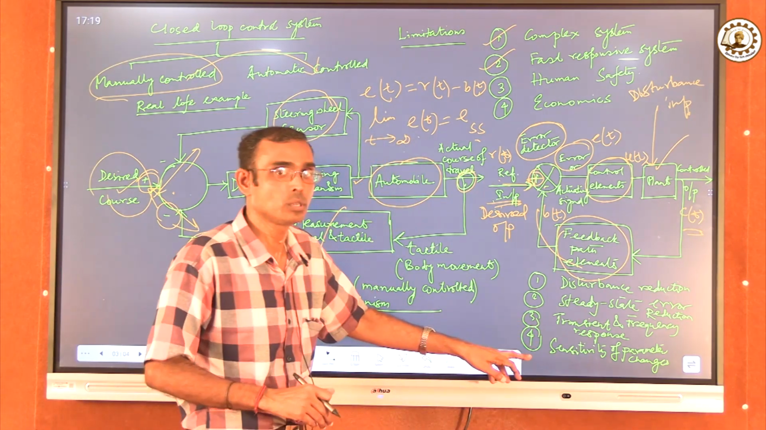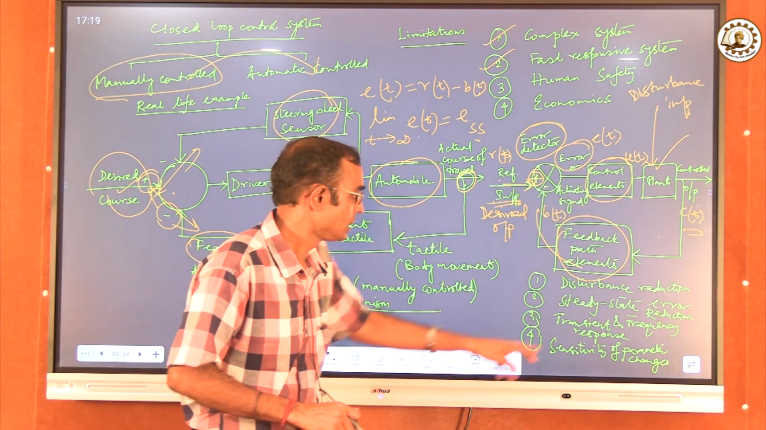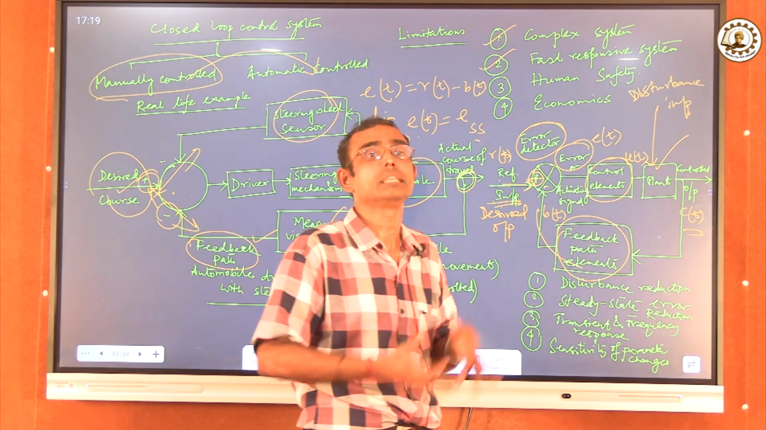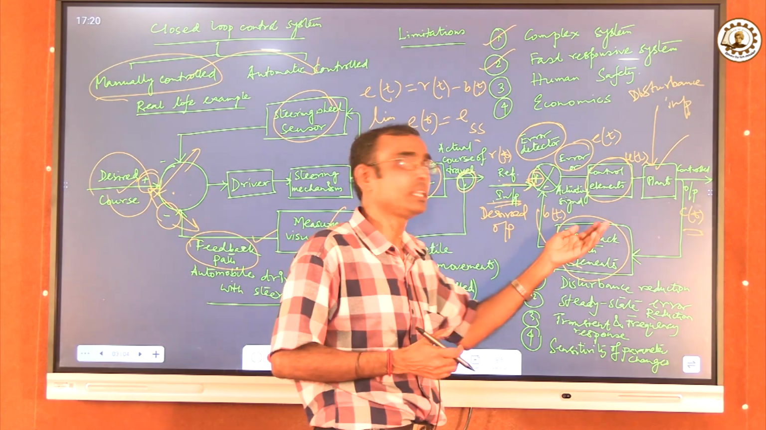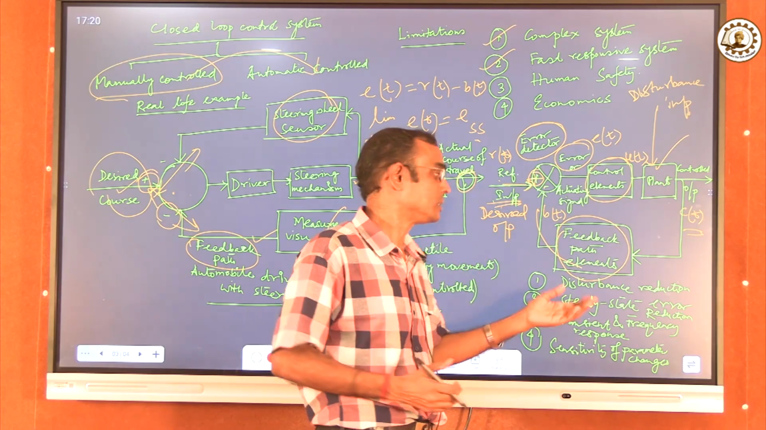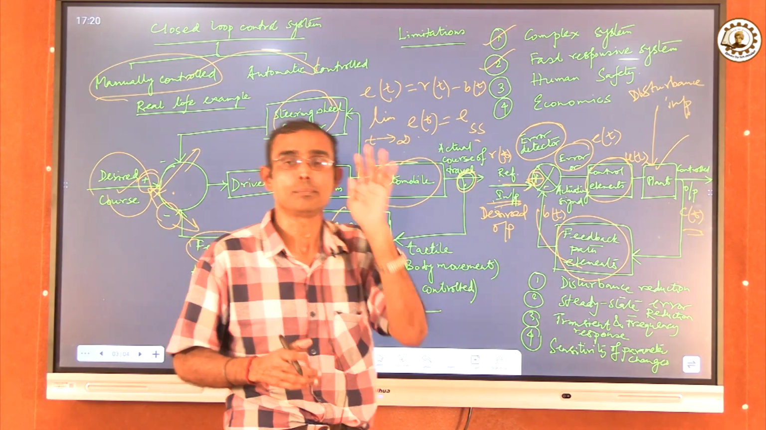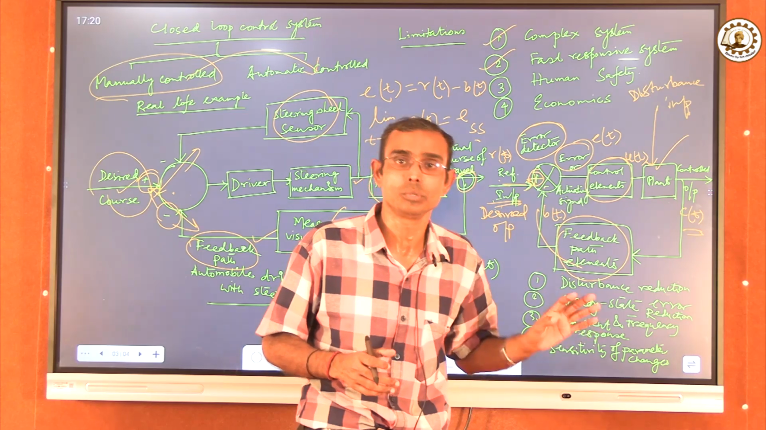Now the third and fourth objectives are transient and frequency response. These are the avenues through which, by doing transient response and frequency response analysis, we can analyze the proper working of any closed loop control system.